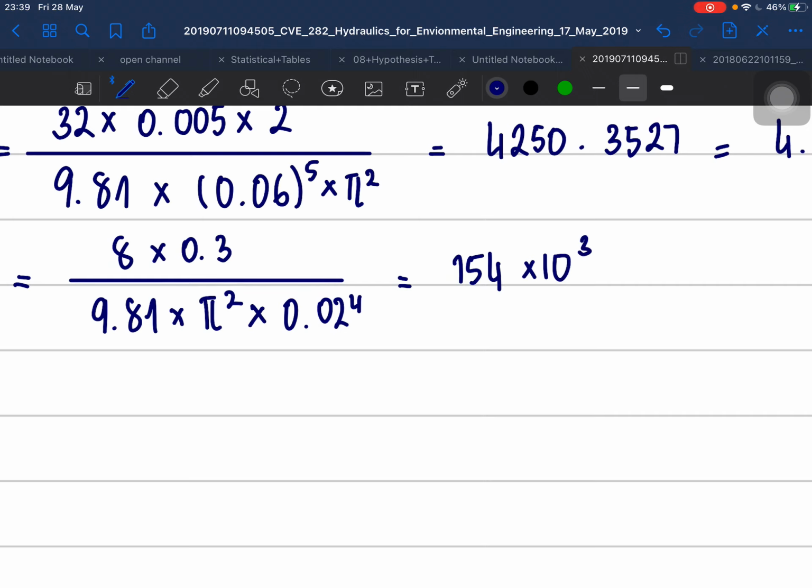Okay, I don't care anymore. Wait, that's too much. I don't think it's the same. Okay, let me do it again. 8 times 0.3 times 9.81 times pi squared times 0.02 to the power of 4.